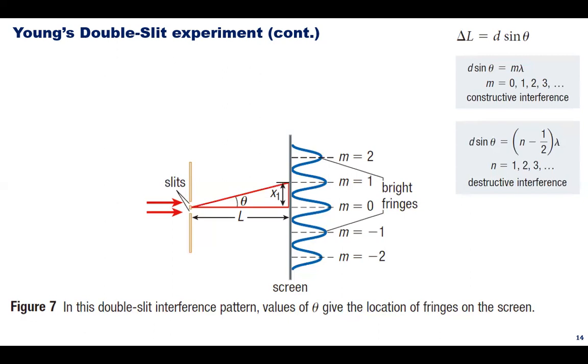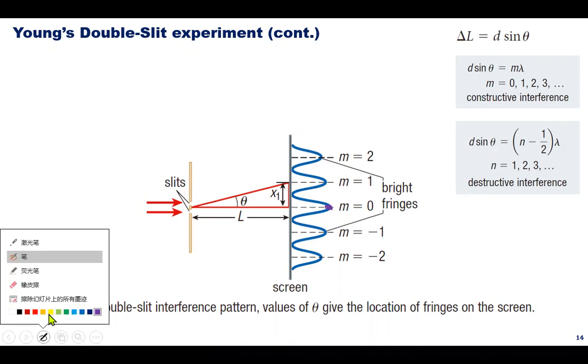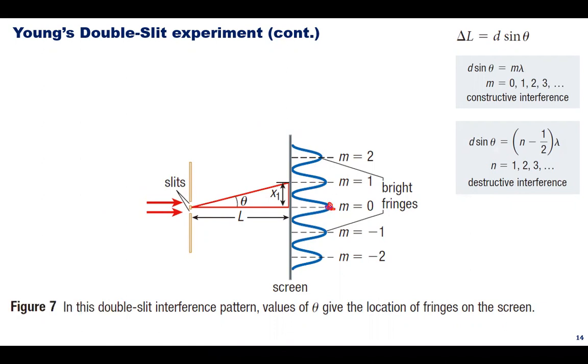The next bright fringe moving towards the top of the screen has the value m equals 1, and so on, which is shown here in figure 7. Okay? So this is where m equals 0. You get bright fringes. Here m equals 1, and here m equals 2. At these locations, these are the maximums, and at these locations we will get bright fringes.